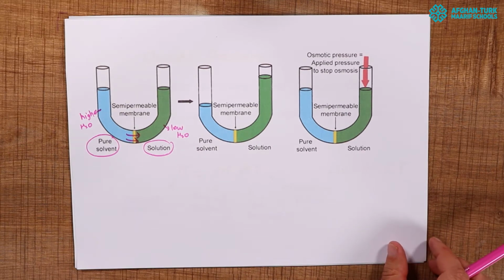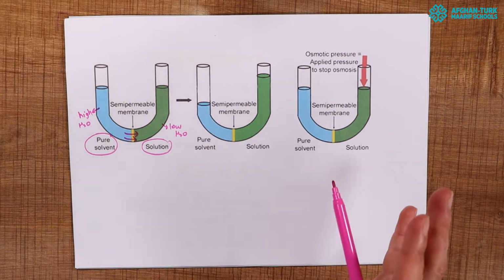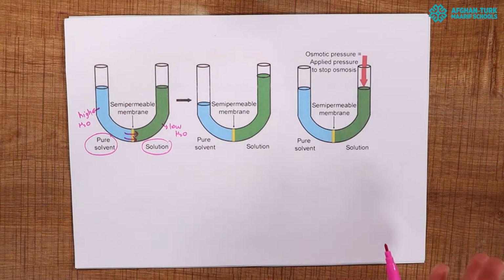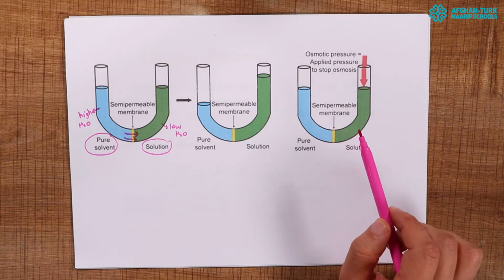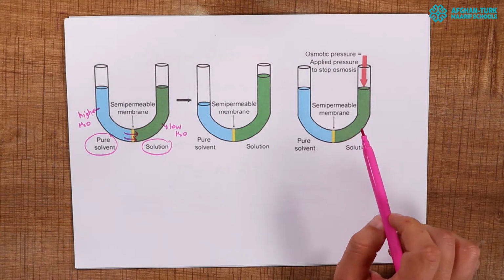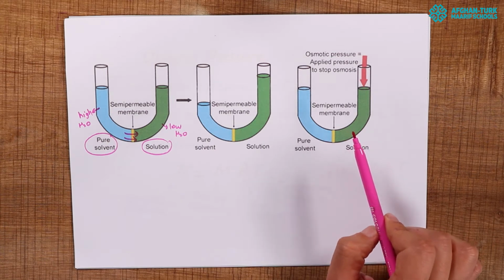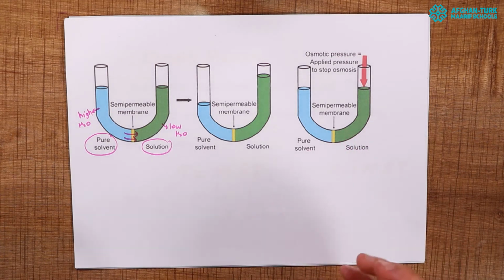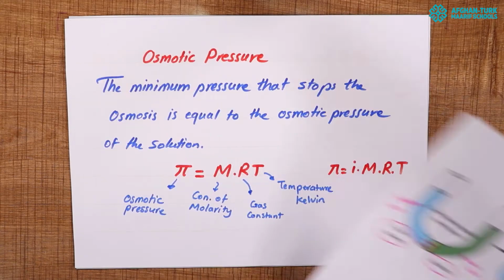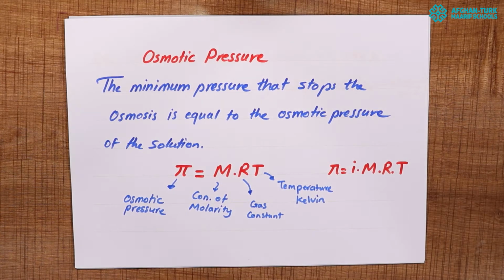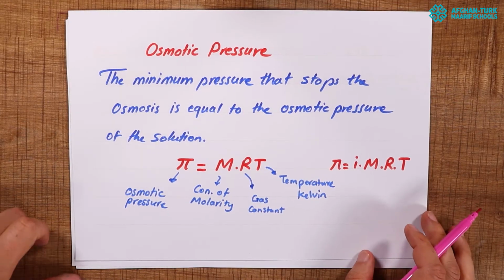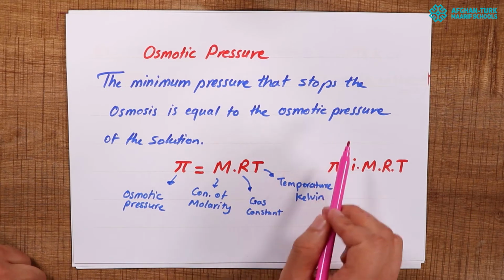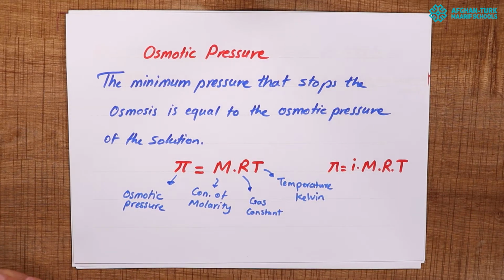Osmotic pressure: the minimum pressure that stops the osmosis is equal to the osmotic pressure. When the number of moles of solute increases in a solution, the osmotic pressure of the solution increases. It means when we have more solute, the osmotic pressure will increase. According to the definition, the minimum pressure that stops the osmosis is equal to the osmotic pressure of the solution.